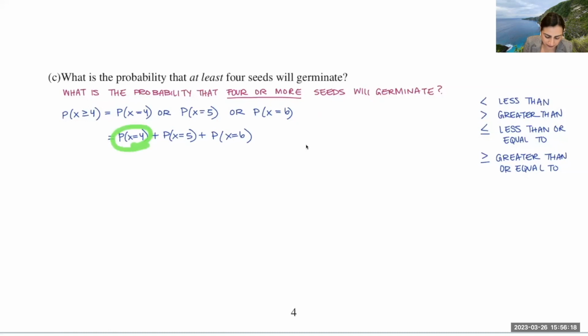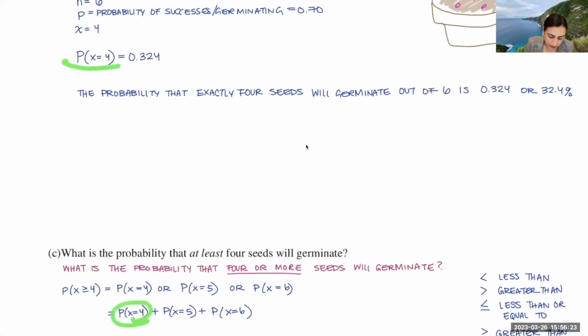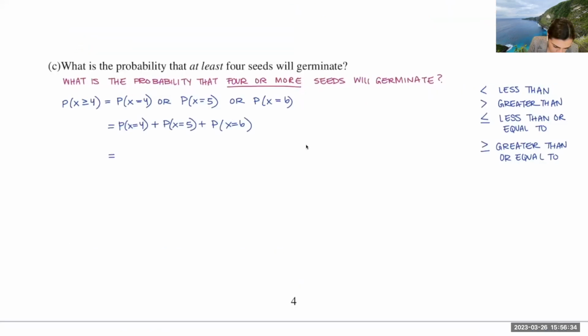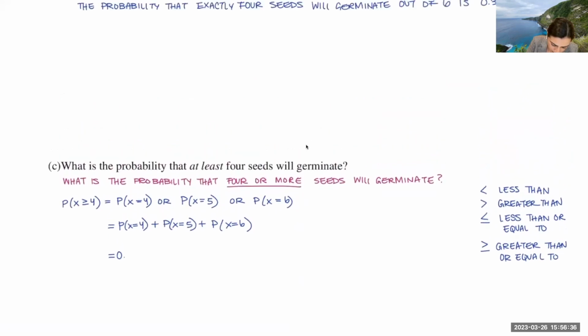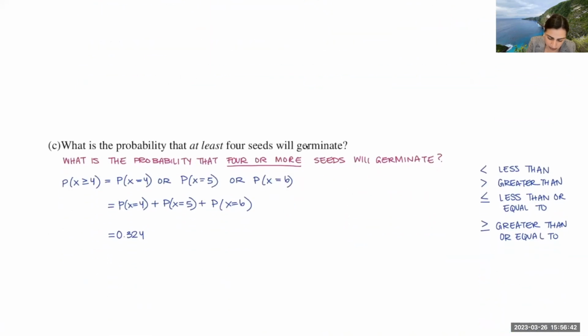We actually already found this one in the previous part, remember? The probability that we have exactly 4 seeds germinating, we already found that: 0.324. And now we're going to use the same procedure to find the probability that X is equal to 5 and the probability that X is equal to 6.